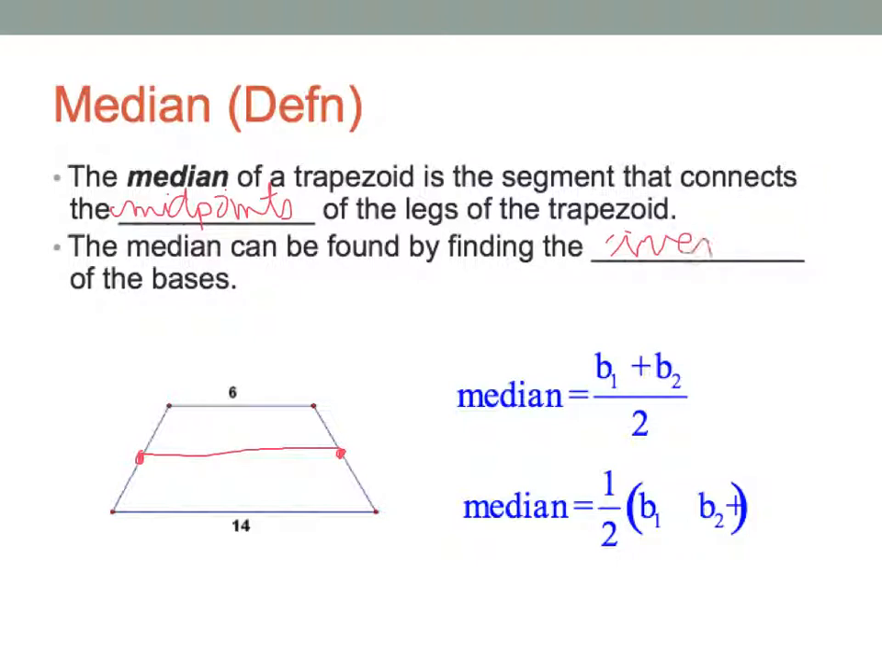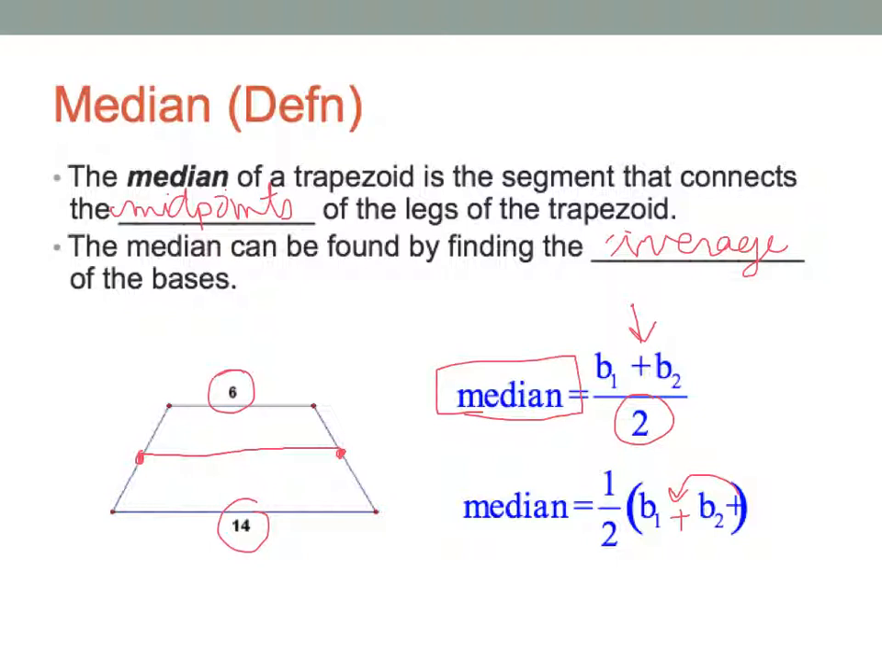averages of the bases. So we have two bases here. One is 14 and one is 6. How do we find the average of two things? We take the sum of them and we divide by 2. So the median is simply the average of our two bases. This plus sign needs to be moved in here the way it is on your notes that I handed out to you guys in class. So again, the median is the sum of the two bases divided by 2.